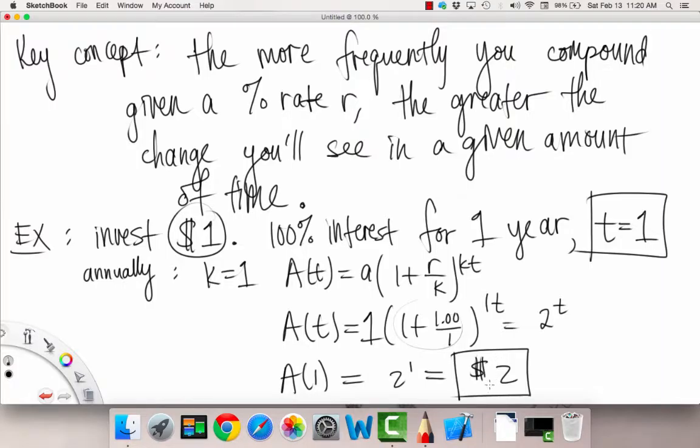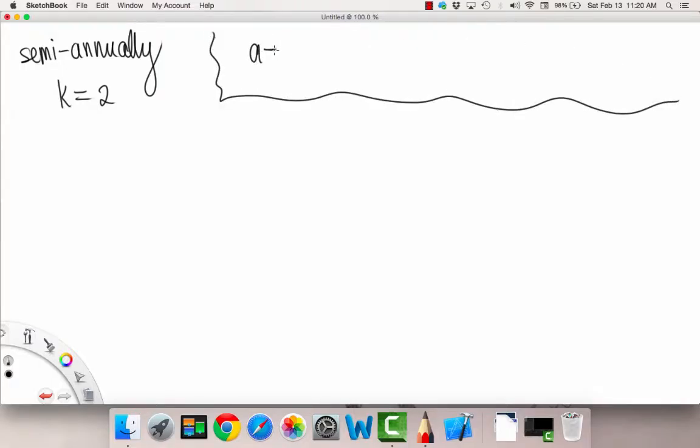So now let's see what happens when we change our compounding period. Let's say we have semi-annually. So this would imply that our K is now equal to 2. Let me just write the general information for this problem: A is equal to 1, because we were just investing $1. Our R is equal to 1.00, because we said we're just going to add 100% of whatever we have, so your R is 1.00, written as a decimal. Our T is always going to be 1, and our K is what's changing, okay?